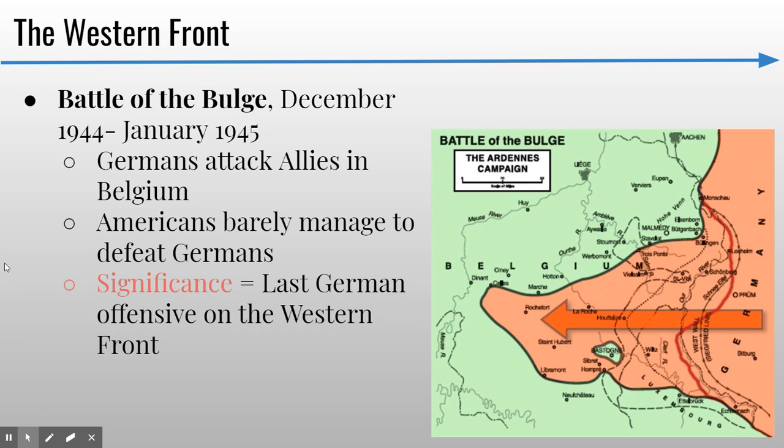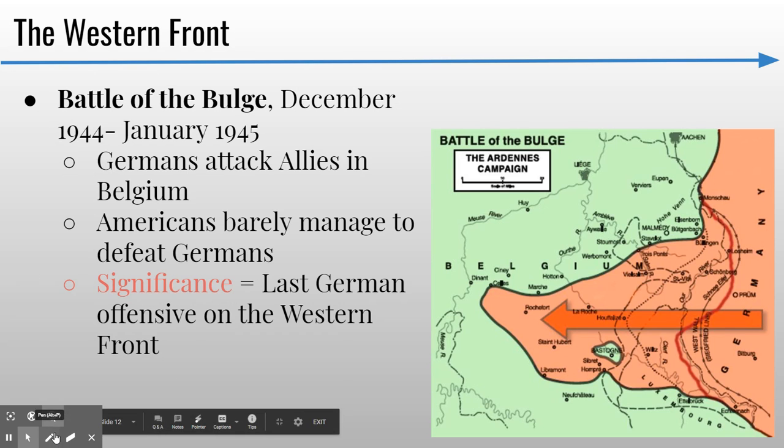The Americans barely are able to defeat the Germans, but the significance of this is it exhausts the German army. So think of this as like a second wind in a sport where you're already tired, you're already exhausted, but you suddenly get that last burst of energy. But after you get that last burst of energy, you're tired, you're done, you can't play anymore. And that's kind of what the Germans do.